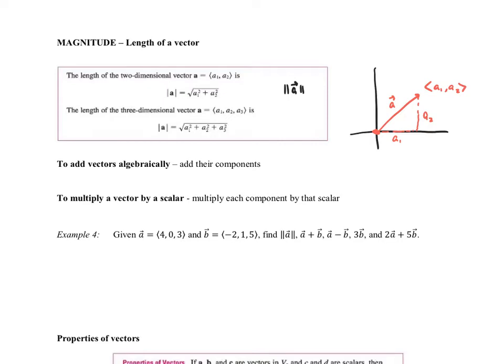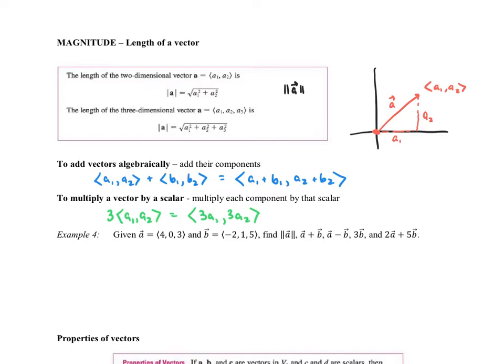You can see where that comes from. Okay, to add vectors algebraically is very simple. We're just going to add their components. So if you have A sub 1 and A sub 2, and you're going to add that to B sub 1 and B sub 2, all you're going to do to get your resultant vector is add A sub 1 plus B sub 1 and A sub 2 plus B sub 2. And that's it for adding. To multiply by a scalar is also really, really simple. If you have, let's say, 3 multiplied by the vector A sub 1, A sub 2, you simply multiply each of the components by 3. So it'd be 3A sub 1 and then 3A sub 2.